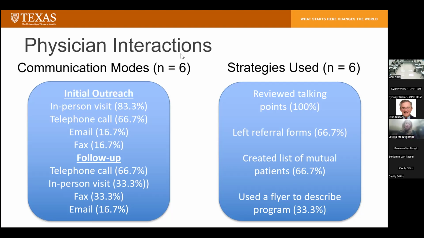The different strategies used when getting physicians engaged: as part of the program, we developed various talking points that described the program and what it would look like. All of them reviewed that. Most of them also left referral forms with the physicians, so they could easily make those referrals. Most also created a list of mutual patients, which was a great starting point for the providers to see where they might be able to make a difference. And we also had a flyer that just a couple ended up using. Those were the strategies pharmacists used to engage physicians and get them on board with this program.